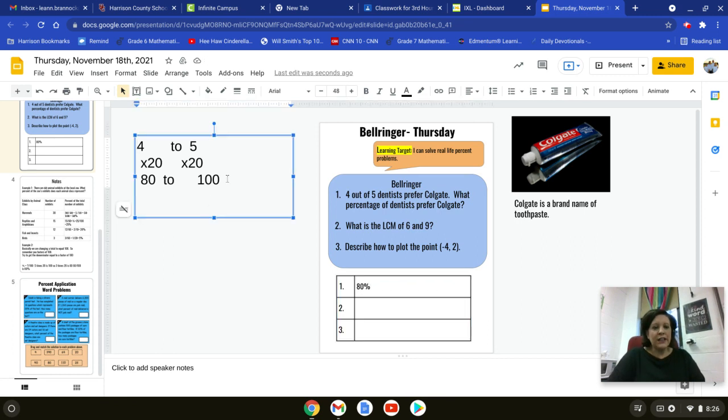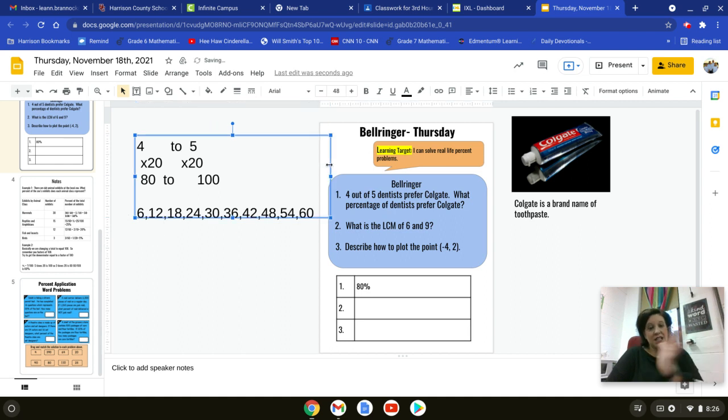The next question wants us to find the least common multiple. So multiple means that they go on forever. So we do our multiples of 6: 6, 12, 18, 24, 30, 36, 42, 48, 54, and 60. Now, I just went out up to 10 multiples for 6. You might have to go more than that, but I think that's a good stopping point, because some of you don't need to write these out, and that's okay.